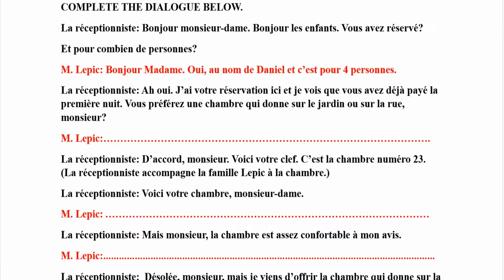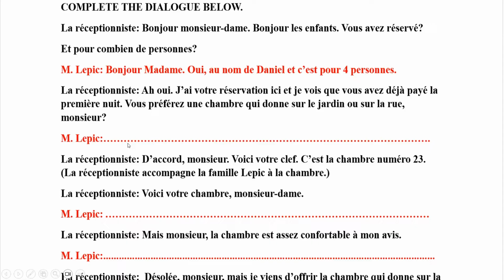So based on what we have just read, we can see that our response that we put there fits the context perfectly. It is not misplaced. Remember, the next thing you have to do here is to read what is here and what is below here before you can decide to put your response here. So, as we just read, oh, yes, I have your reservation here. And I see that you have already paid for the first night. Do you prefer a room overlooking the garden or the street, sir?